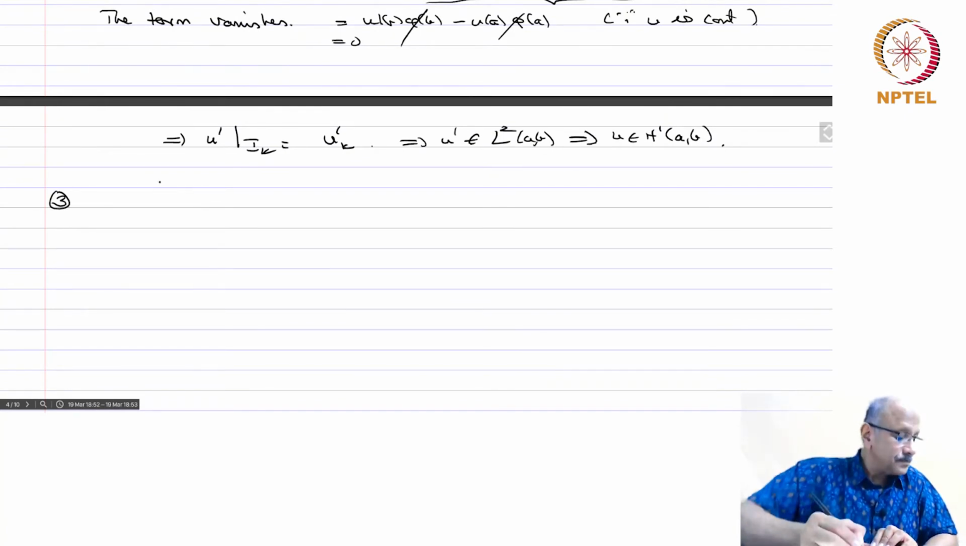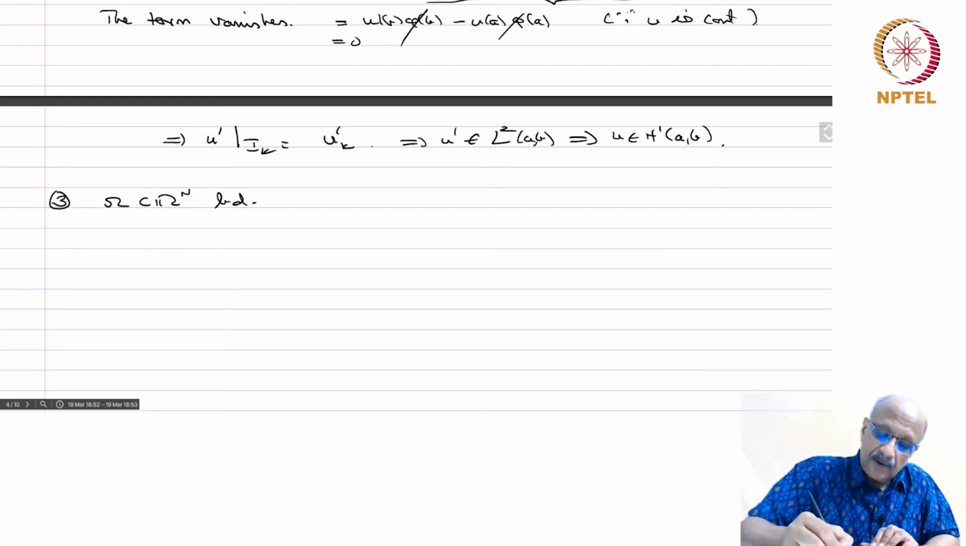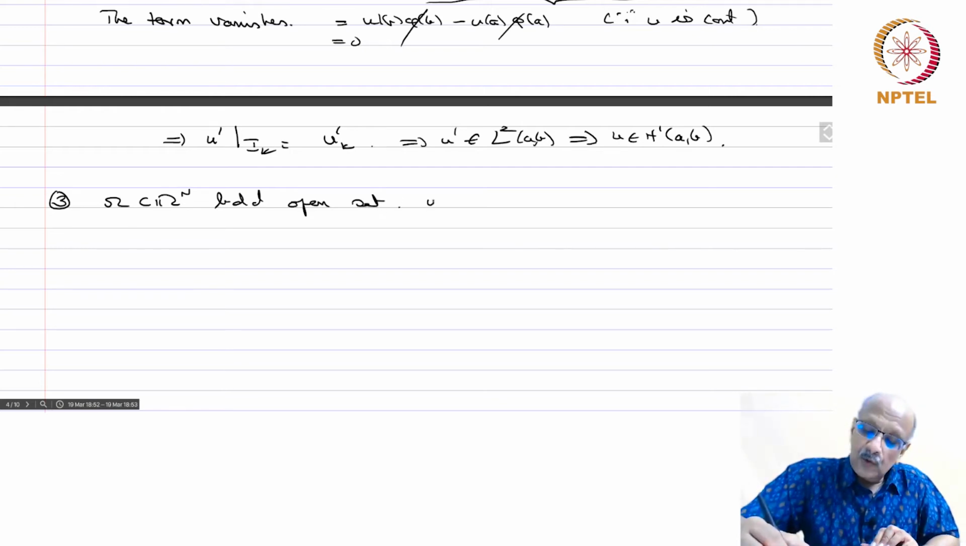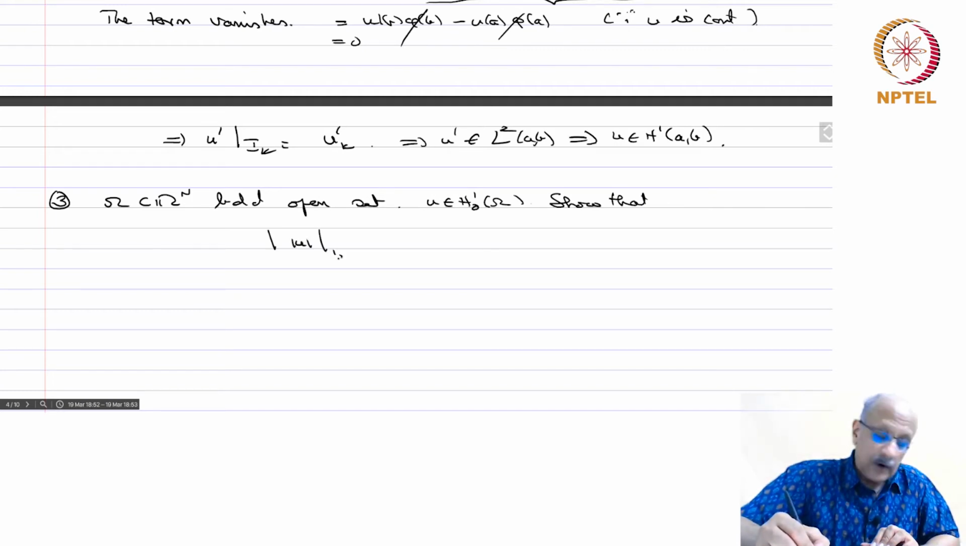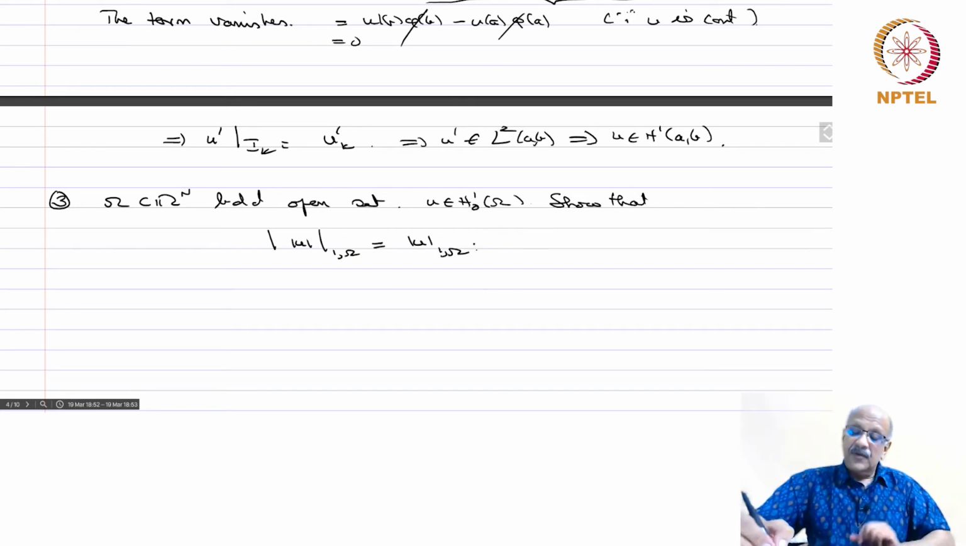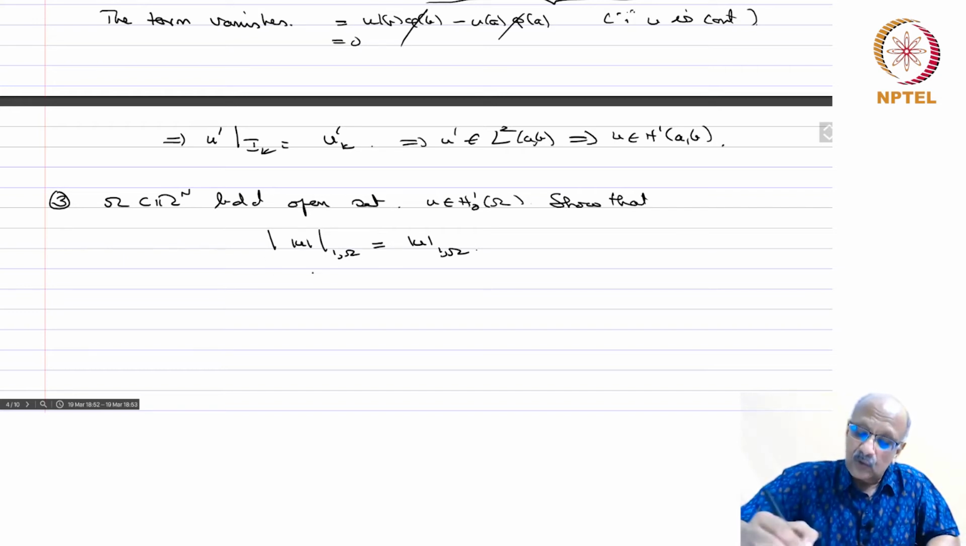Problem 3. Let omega contained in R^n be a bounded open set, and u in H1_0 of omega. Show that the H1 norm of mod u on omega is the same as the H1 norm of u on omega. That is, the L2 norm of the first derivatives of mod u is the same as that of the first derivatives of u. So, solution, this is very easy.